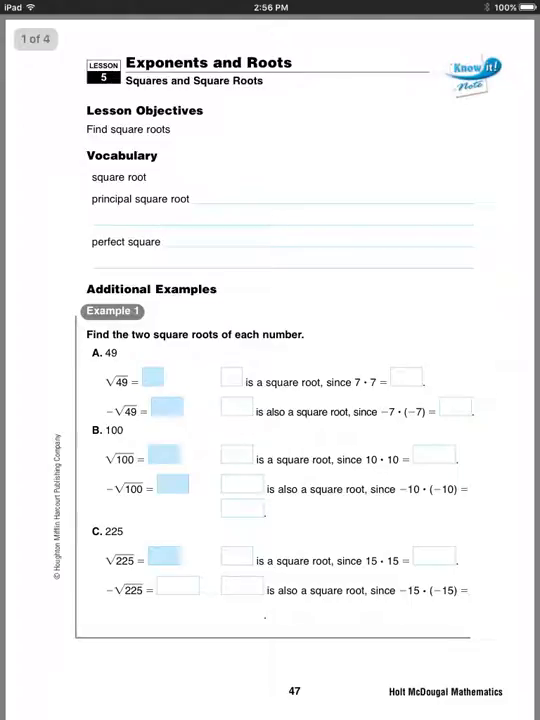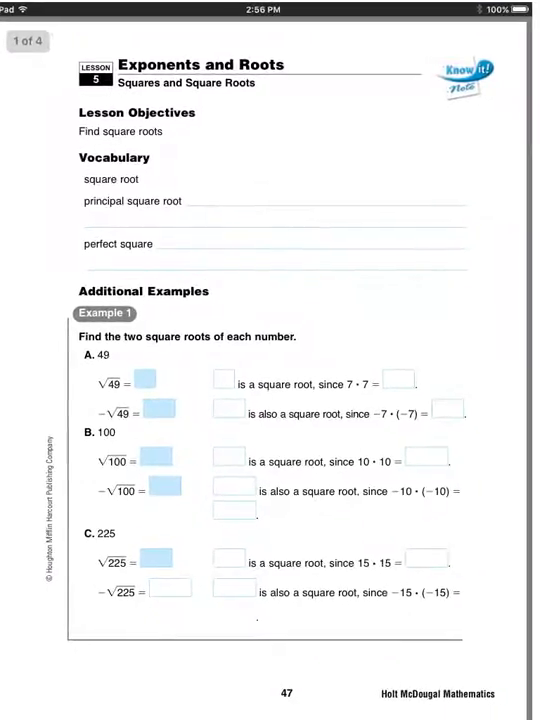So, to find the two square roots of each number, each square root has a positive and a negative, because if you multiply a negative times a negative, you get a positive. Okay, so the square root of 49 is 7, because 7 times 7 is 49. So 7 is a square root, since 7 times 7 is 49.